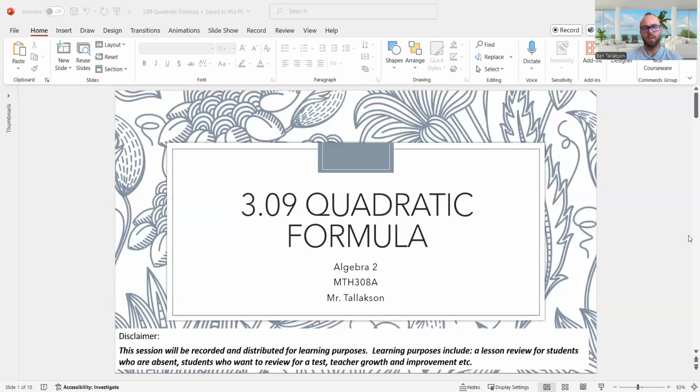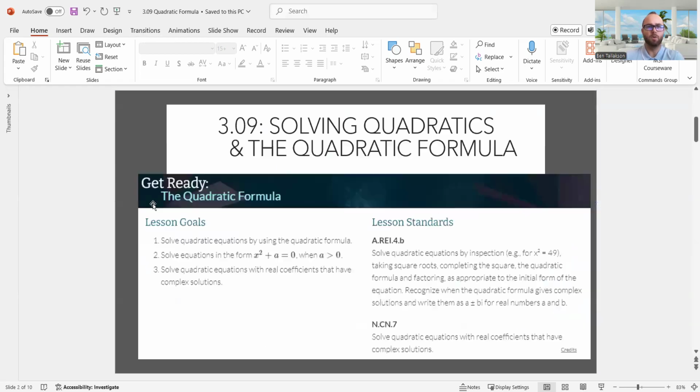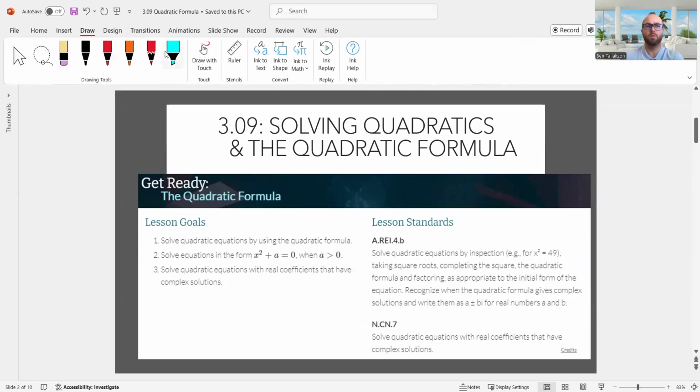Hey guys, today we're on 3.09, the quadratic formula. You've seen it before, you've worked with it, but we're going to work with it even more today so you become even more of an expert. This also means we're close to the end of the unit, just a heads up there. Our goals for the day are to solve quadratic equations by using the quadratic formula, of course.